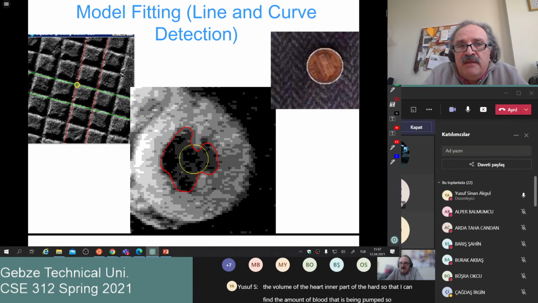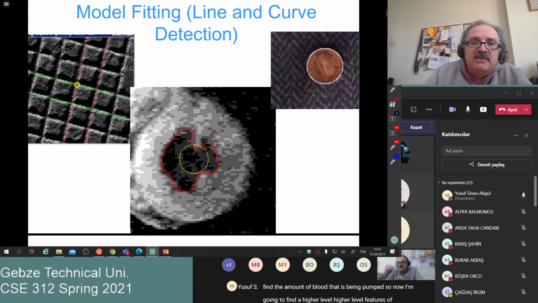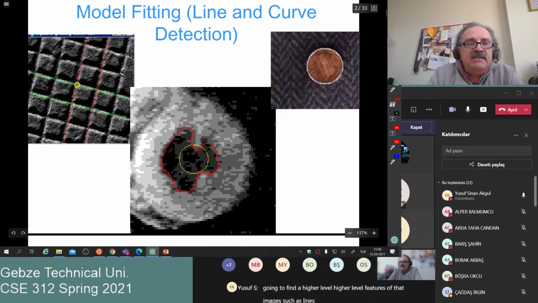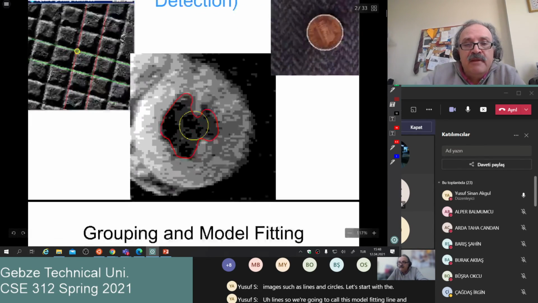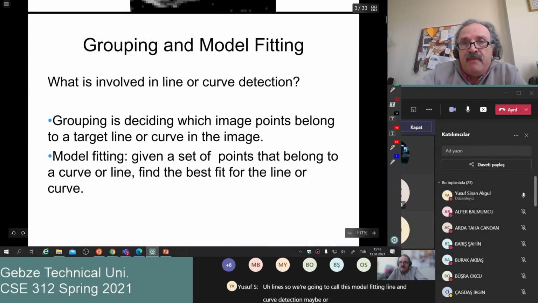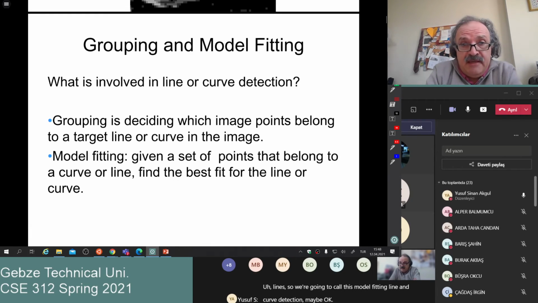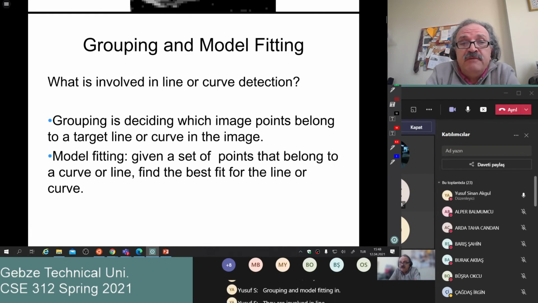So now I am going to find higher level features of the images such as lines and circles. Let's start with the lines. So we are going to call this model fitting, line and curve detection, maybe. Okay. Grouping and model fitting, they are involved in line and circle detection.